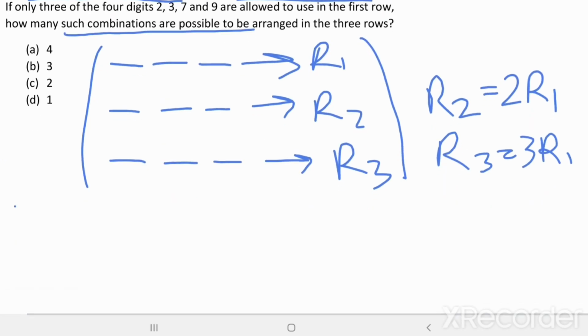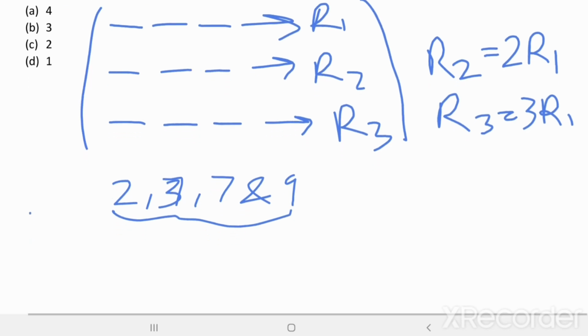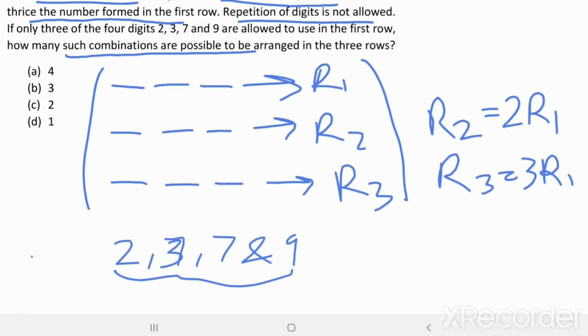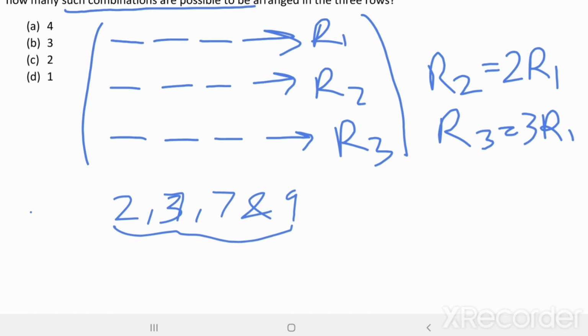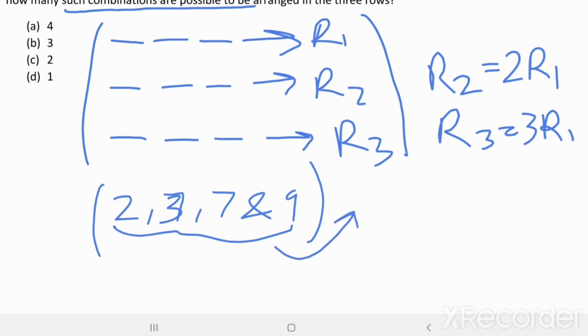So in first row you can use 3 digits only from these 4 digits 2, 3, 7 and 9. Then how many such combinations are possible? So here you need to select 3 digits for the first row. So there is one condition. Those 3 digits in the first row, after multiplying by 3, we should get a 3-digit number, which is R3.